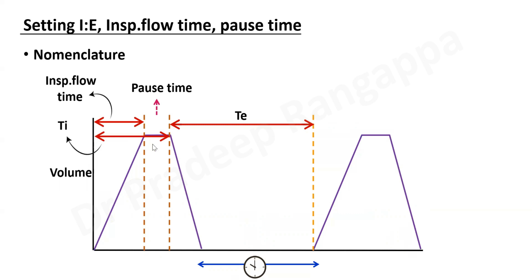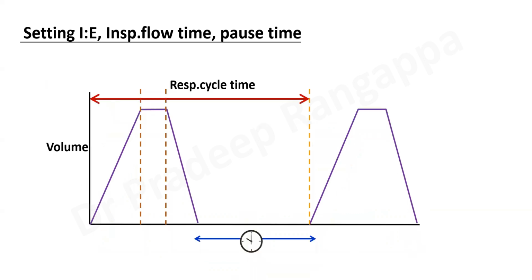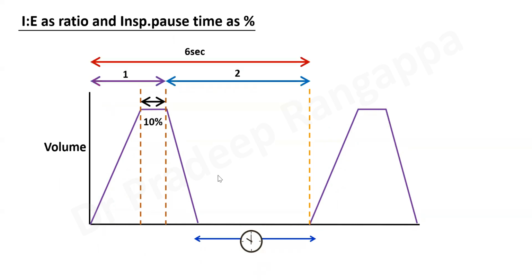Expiratory time is from the end of inspiration to the beginning of the next inspiration. The combination of inspiratory time and expiratory time is what we call the respiratory cycle time. If you take the respiratory cycle time as 6 seconds, normally one would keep the IE ratio as 1:2. So it is distributed with 1 second for inspiratory and 2 seconds for expiratory time, and that 1 second includes the pause time and the inspiratory flow time. The pause time is generally set by default as 10% of the inspiratory time.